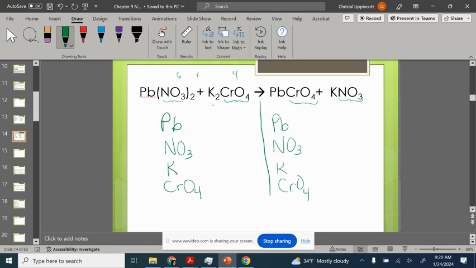All right, let's look at where our inventories are right now. Okay, for my lead, I've got 1. How many nitrates do I have? 2. So this is what I was talking about. If you've got more than one of those polyatomic ions, it's going to be in parentheses and you're going to have a subscript outside. All right. My potassium is 2. And then how many chromates do I have on this side? 1. Okay. So see if you can get this side inventoried.